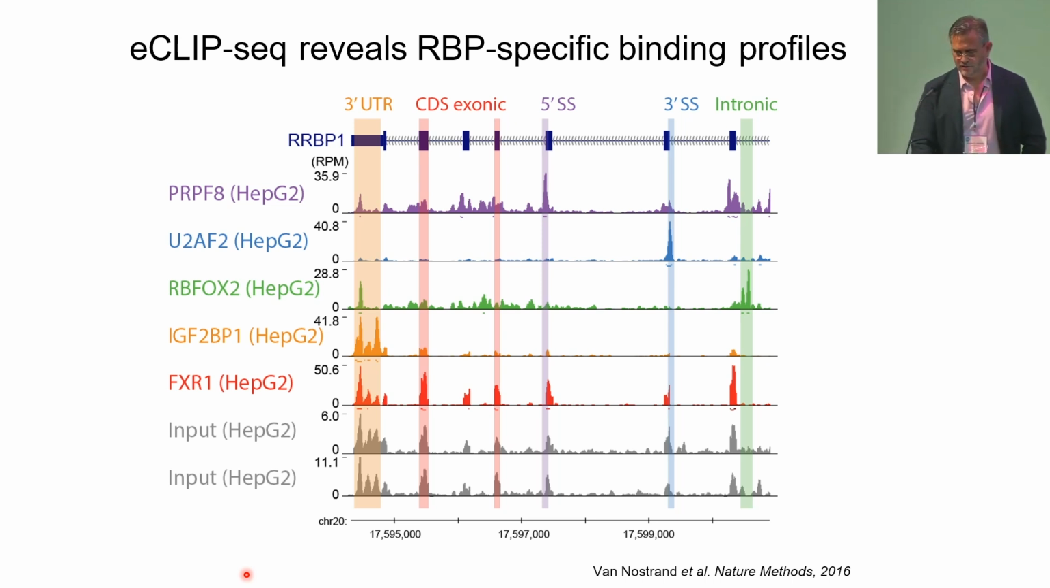And then this is just a figure depicting different types of binding profiles for some of the proteins. So the PRPF8 protein here is involved in splicing. It binds to 5' splice sites. The U2AF2 gene is also involved in splicing. It binds 3' splice sites. RBFOX binds to intron sequences. IGF2BP1 binds to UTRs. And the FXR1 gene binds to coding sequences.